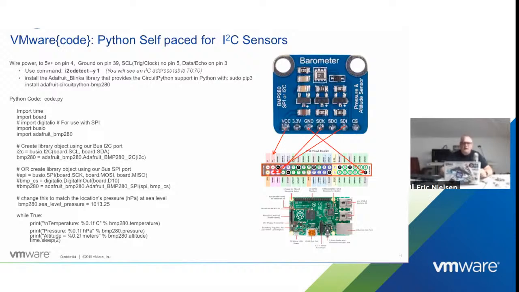It's Python. You need to install it. So you need to become root and pip install it with sudo pip3. It will actually install the library. The command is sudo pip3 install adafruit-circuitpython-bmp280, and that will go get it. Or you can just go download it off the web.